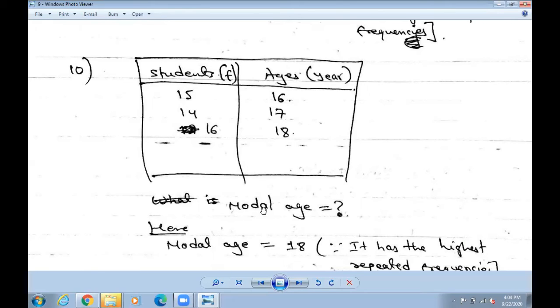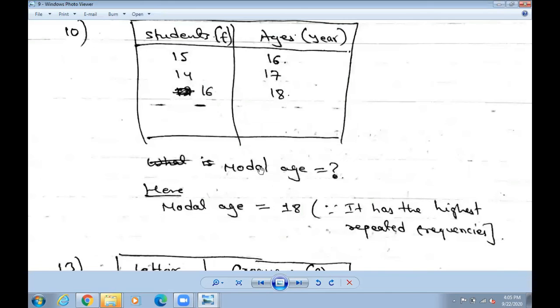If there is written modal age, that means which one is x? This is x. Which one is f? This is the frequency. Always the students, boys, laborers, they are the numbers. How many boys are there? 5 boys. That means they are the frequency. How many? 5 people. So these are the frequencies, and these are the numbers. So ages are x, and your frequency.